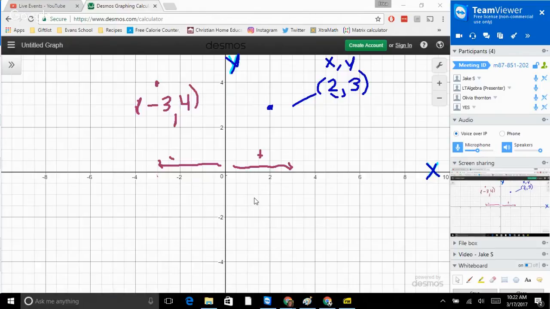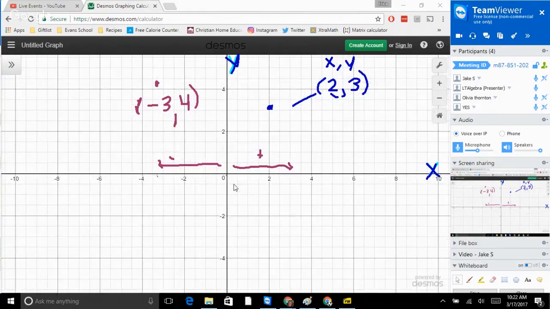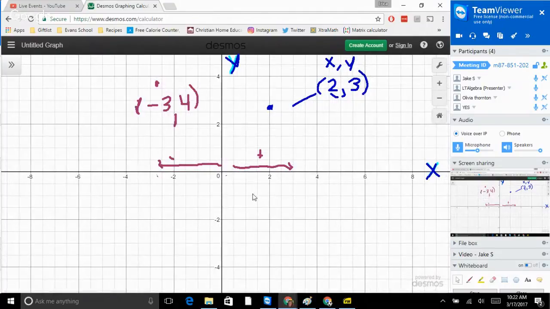They have it labeled on here, but that's something you should intrinsically know too: when you move to the right, you're moving toward positive, and when you move to the left, you're moving toward negative.